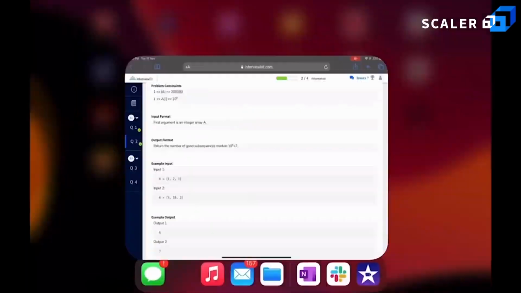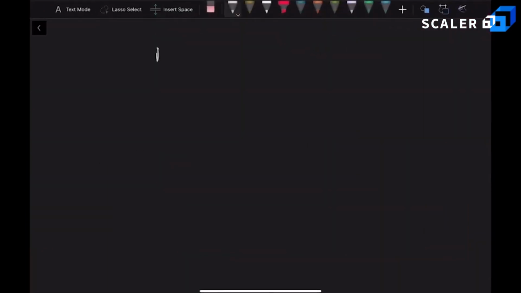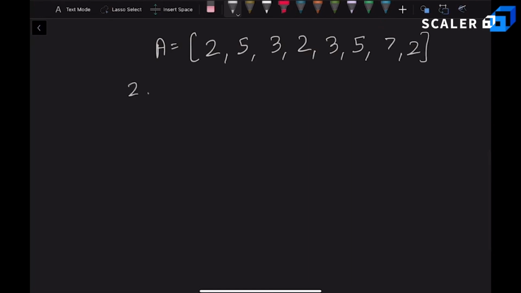So let's look at the model solution. Let's actually take a bigger array, 2, 5, 3, 2, 3, 5, 7. Let's actually add another 2. Since we need to find subsequences, we can actually ignore the order of elements, because the subsequence is equivalent to choosing some elements out of the given elements, and the order here does not matter. So we can actually sort this array. So this will be 2, 2, 2, 3, 3, 5, 5, 7.